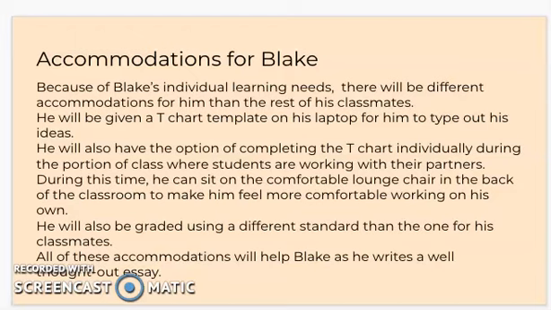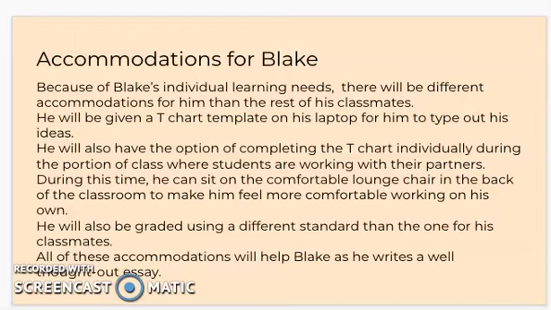Because of Blake's individual learning needs, there will be different accommodations for him than the rest of his classmates. He will be given a T-chart template on his laptop for him to type out his ideas instead of writing them. He will also have the option of completing the T-chart individually during the portion of class where students are working with their partners. During this time, he can sit in the comfortable lounge chair in the back of the classroom to make him feel more comfortable working on his own.